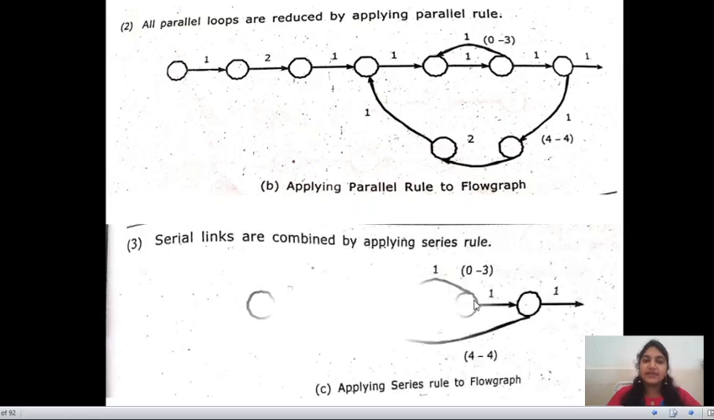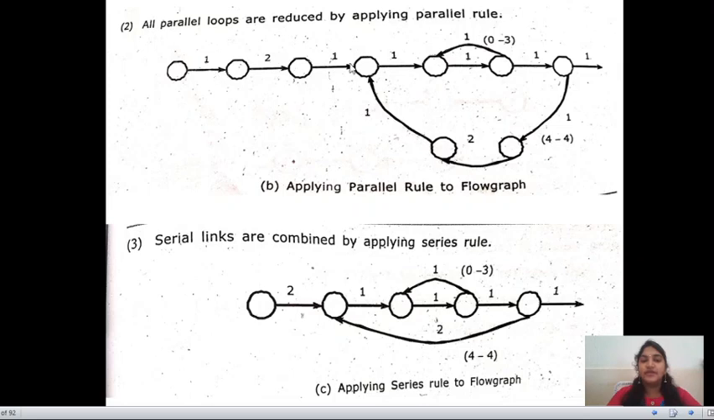Next, if there are any serial links, they are combined. Applying serial links, see this 1 into 2 into 1, 2. Again, this is not removed, why? Because it has loops. In the next flow graph, we are going to remove the loops. So this is the series rule. When we apply the series rule on this flow graph, we get the flow graph obtained from this flow graph.